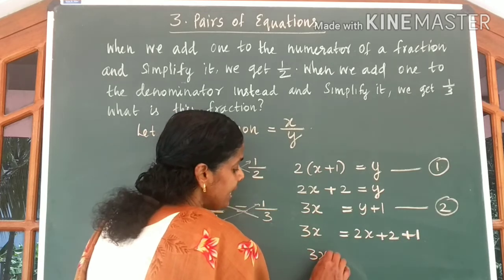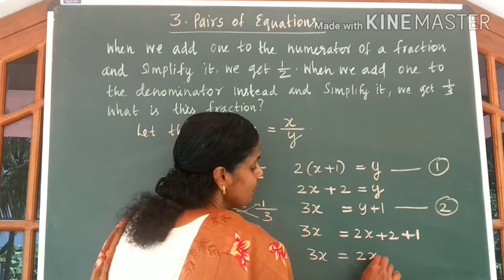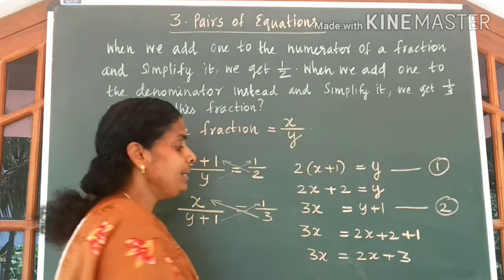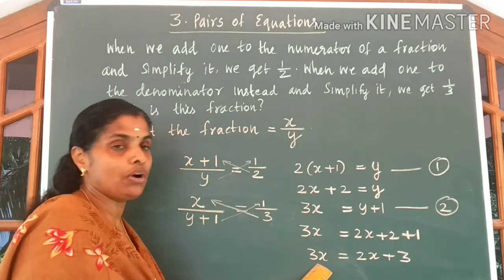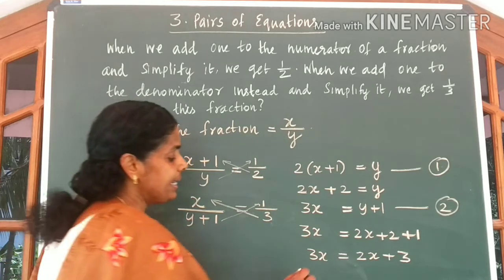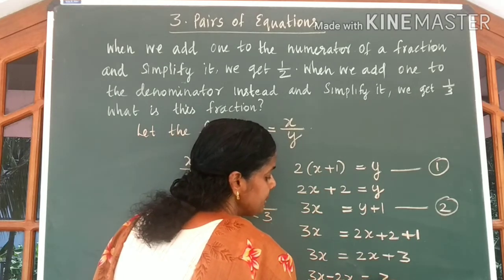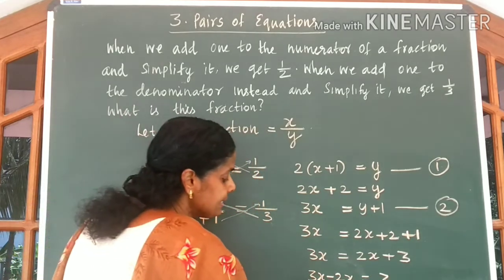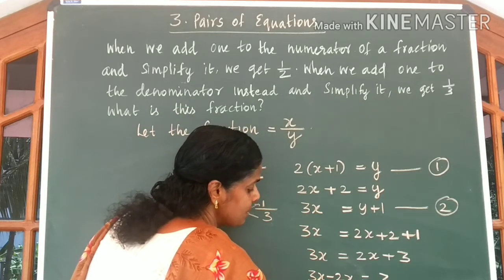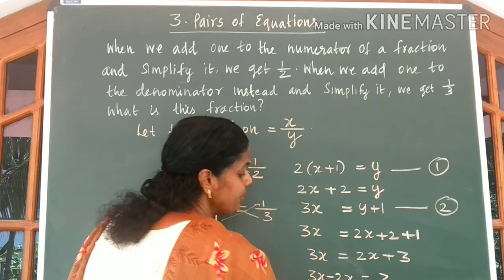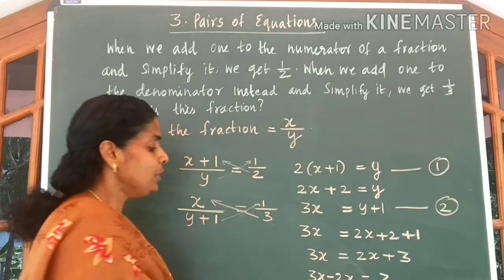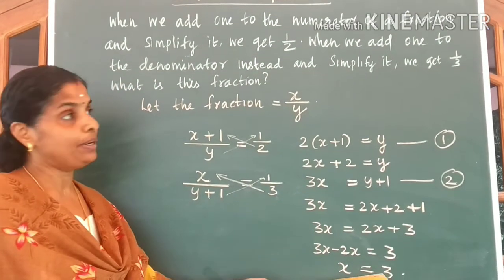So 3x is equal to 2x plus 3. Now let us take variables on one side. So we will get 3x minus 2x is equal to 3. Or otherwise, 3x minus 2x gives you x. X is equal to 3. So we got the numerator value to be equal to 3.